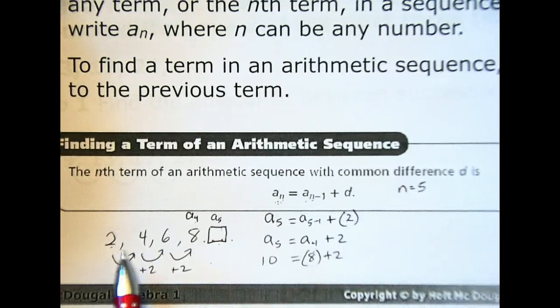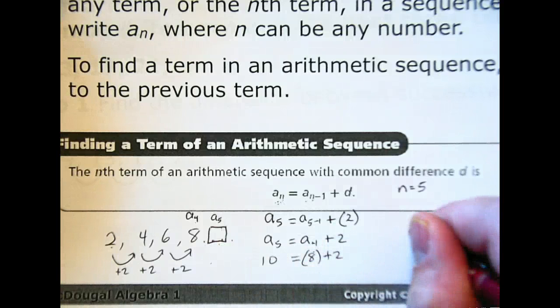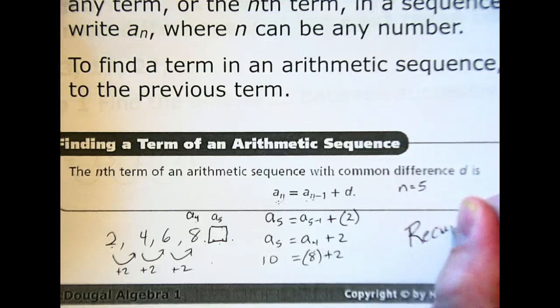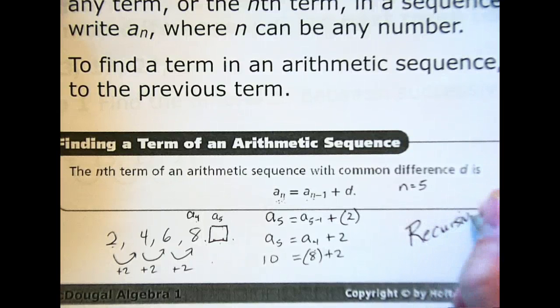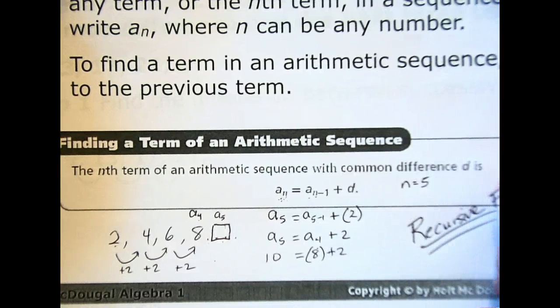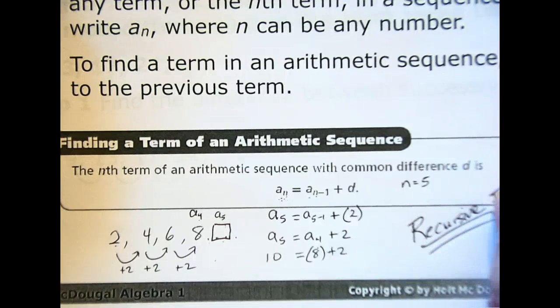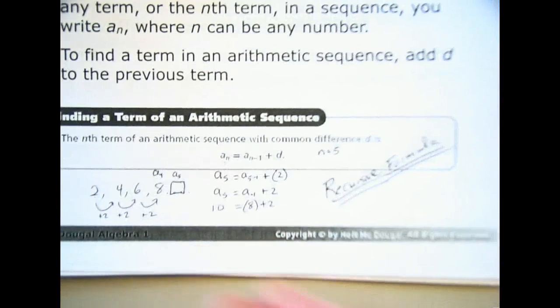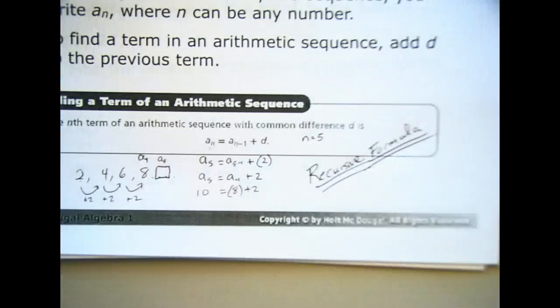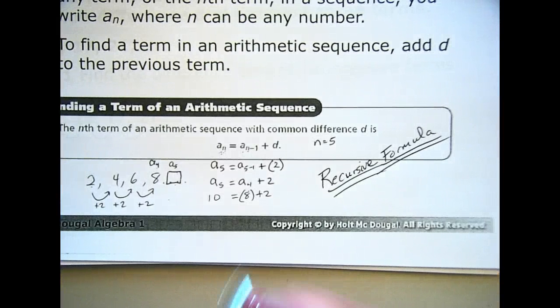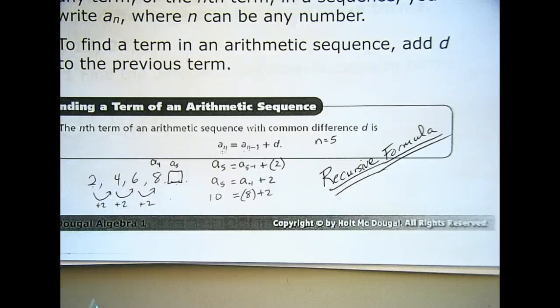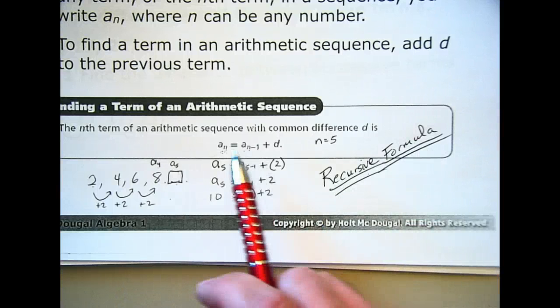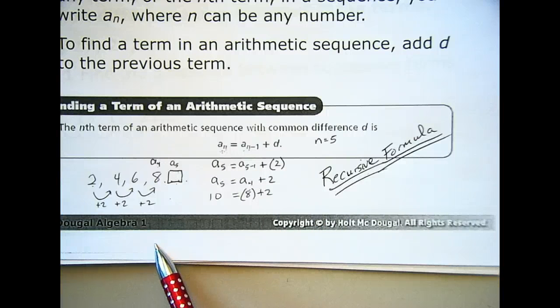Now, how many used the formula to find that? How many just found it? Yeah, this is called the recursive formula. You want to write that term down because you're going to see it. The recursive formula is the formula that we have, but we actually never use. We always do it in our head. But you need to know what the recursive formula is. You need to know how to read this. Okay? It's a recursive formula.